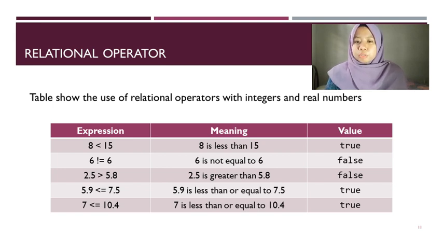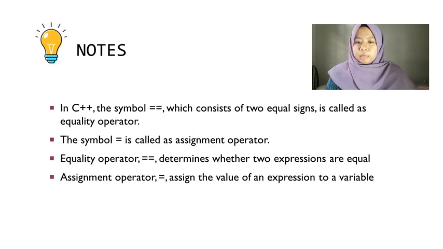Okay, this is a note that I have for you. It is important to keep in mind that in C++, the symbol ==, which consists of two equal signs, is called the equality operator. Meanwhile, the symbol = is called the assignment operator.